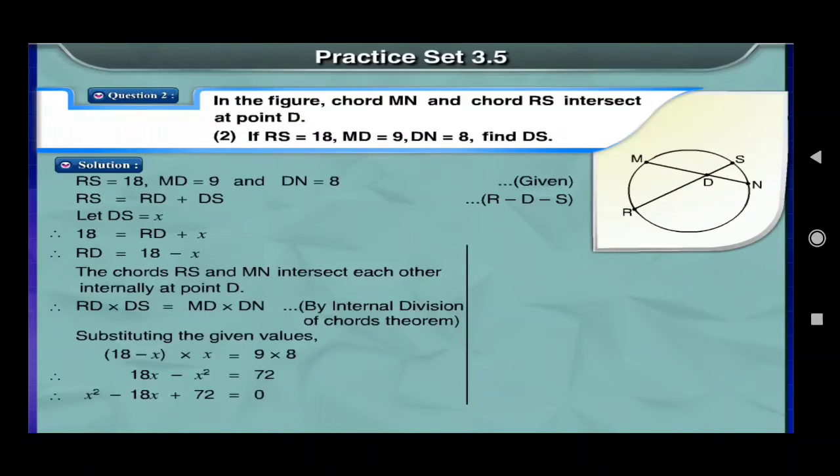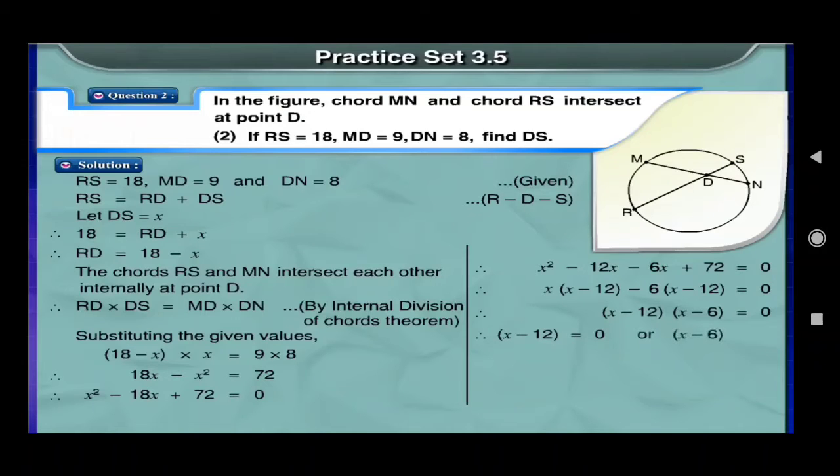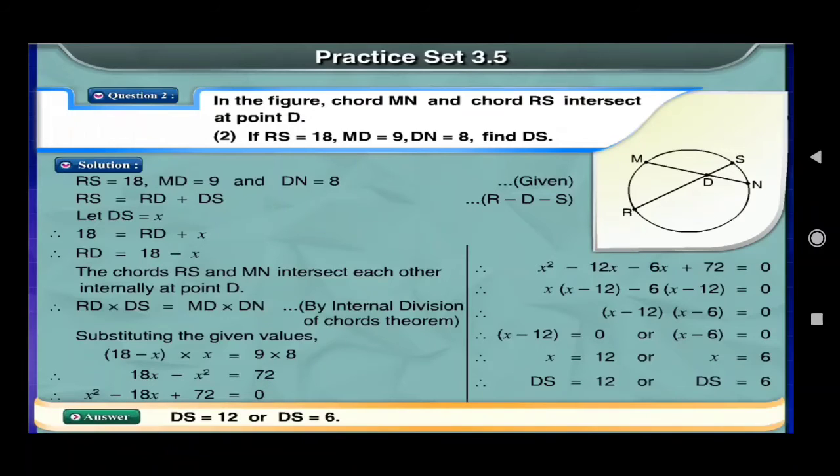Can you factorize this and solve it? Okay. x square minus 18x plus 72 is equal to 0. Therefore, x square minus 12x minus 6x plus 72 is equal to 0. Therefore, x into (x minus 12) minus 6 into (x minus 12) is equal to 0. Therefore, (x minus 12) into (x minus 6) is equal to 0. Therefore, x minus 12 is equal to 0 or x minus 6 is equal to 0, which means x is equal to 12 or x is equal to 6. Therefore, DS is equal to 12 or DS is equal to 6. So the answer is DS is equal to 12 or DS is equal to 6.